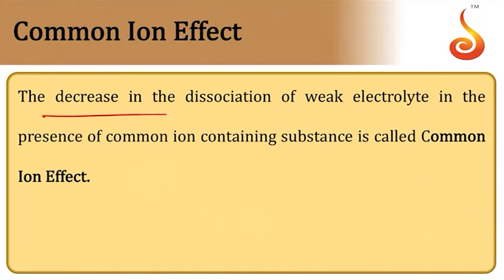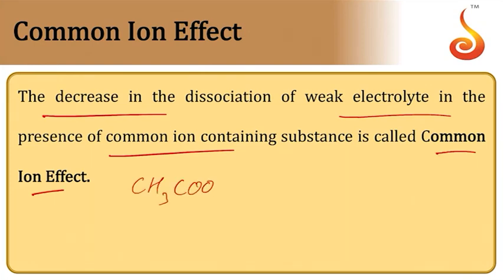Then comes the common ion effect. It is defined as the decrease in the dissociation of a weak electrolyte in the presence of a common ion containing substance. For example, take the dissociation of acetic acid, a weaker electrolyte. Acetic acid dissociates to give CH3COO minus plus H plus.